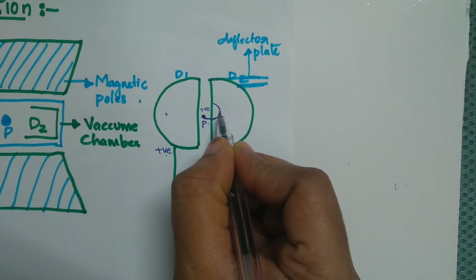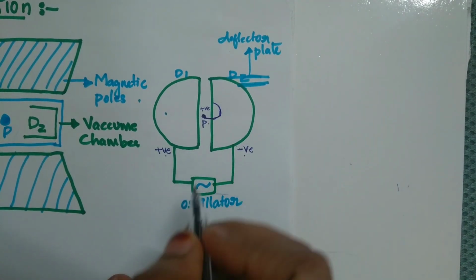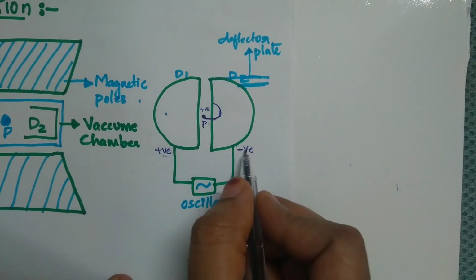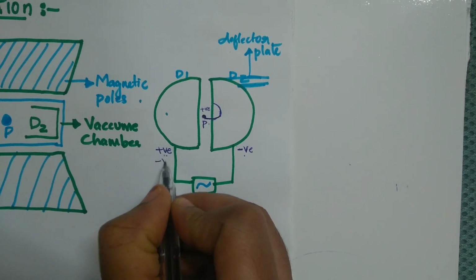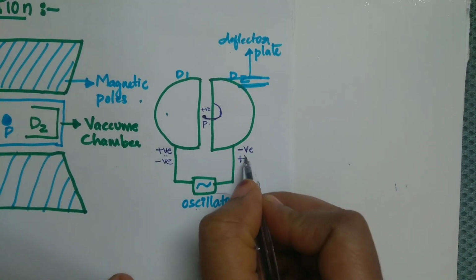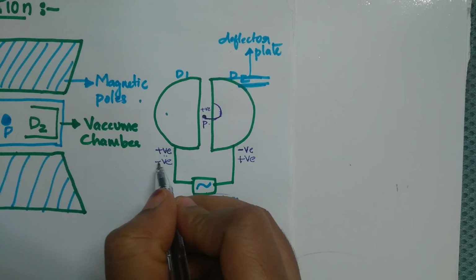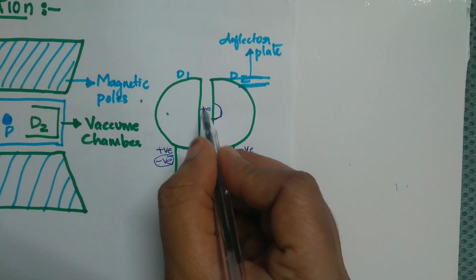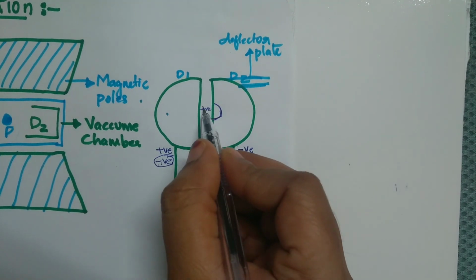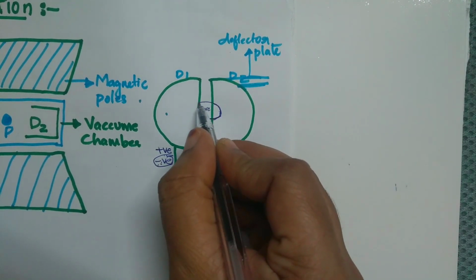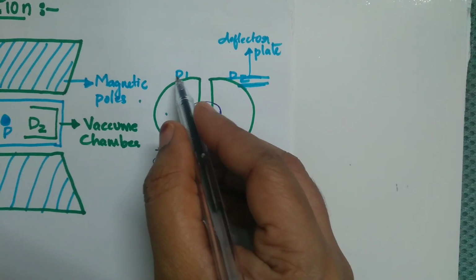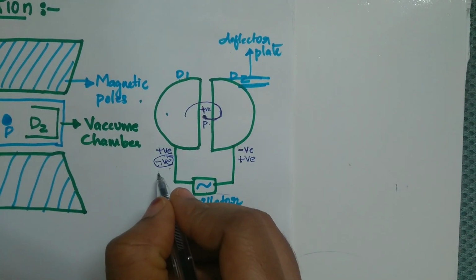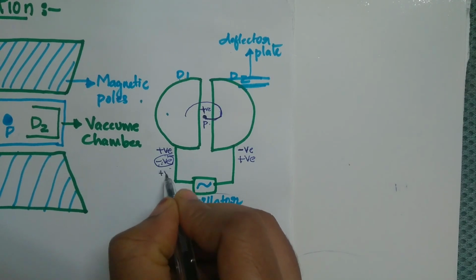As it covers the circular orbit, with the help of the oscillator, the potential is changed now. So this is now maintained at negative potential and this is maintained at positive potential. Since the potential is changed, this is positive and this is negative, so positive and negative attract, so it will move to the D's, that is D1. This process will continue, fluctuating between positive and negative potential.